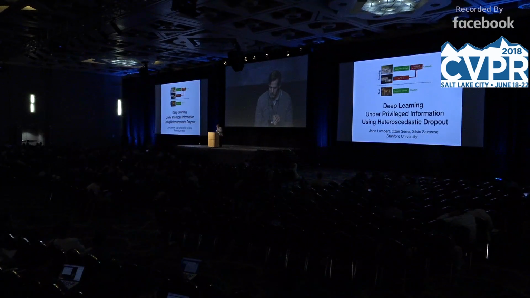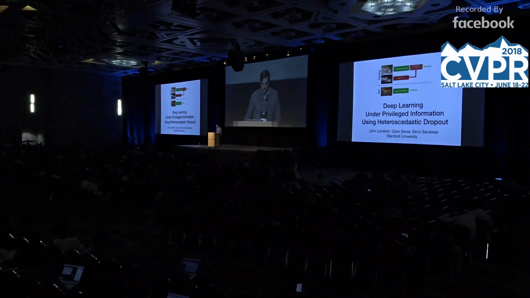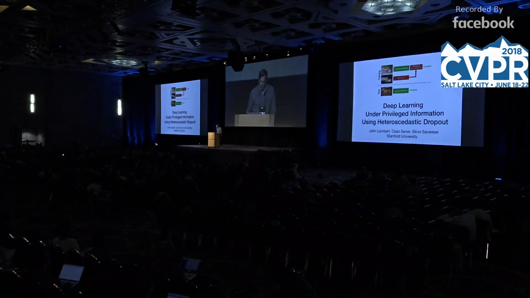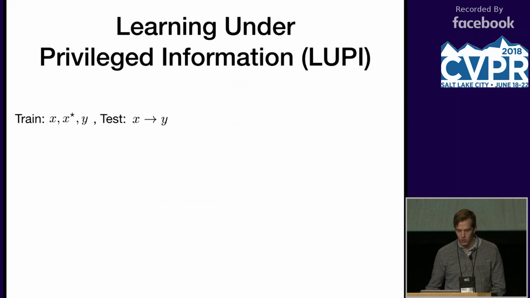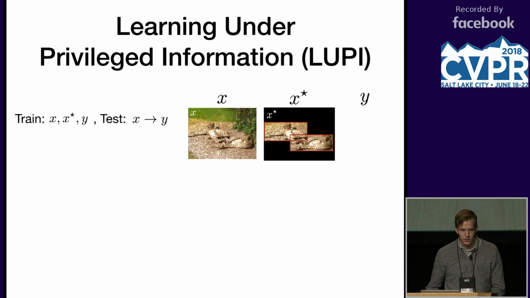Hello, my name is John Lambert, and this is joint work with Ozan Sener and Silvio Savarese. And this work combines deep learning with the learning under privileged information paradigm. So this models a scenario where at training time we have additional information that is absent at test time. And we compare this scenario to learning with an intelligent teacher in training. And the word heteroscedastic in the title means a varying variance.